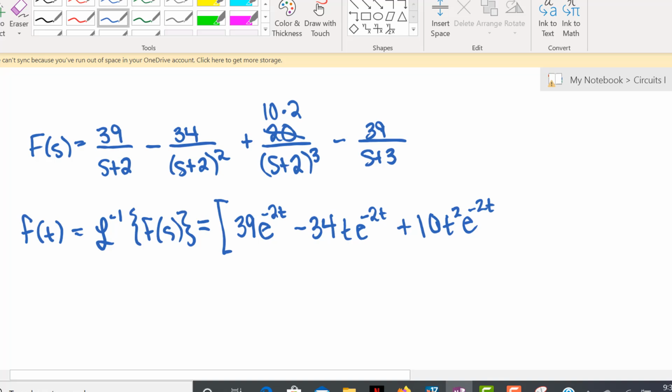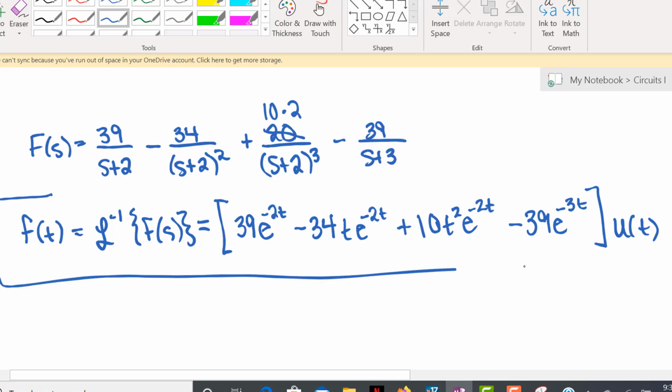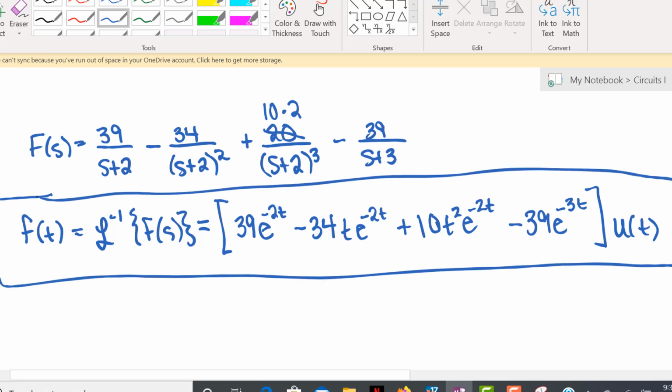And then the last one, minus 39, and then that's just e to the negative 3t. Okay, and so that would be the answer for this problem.